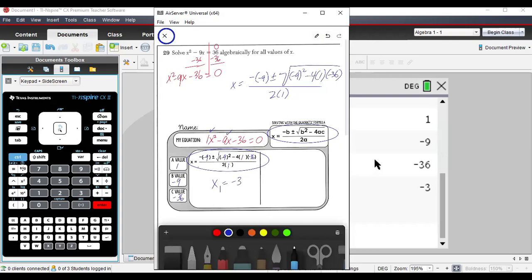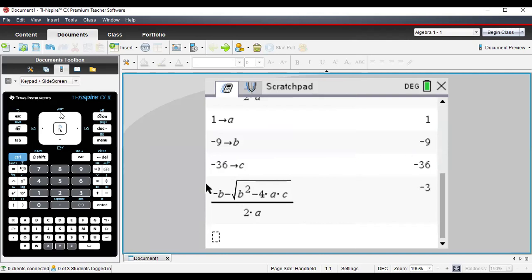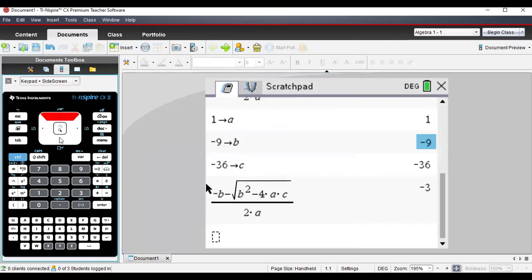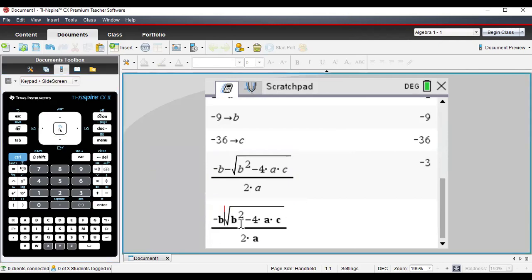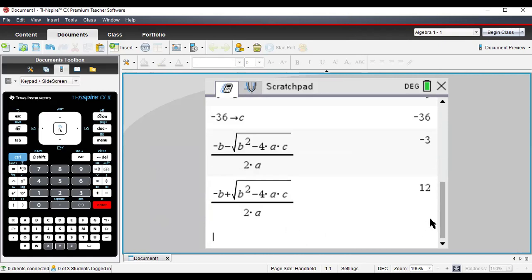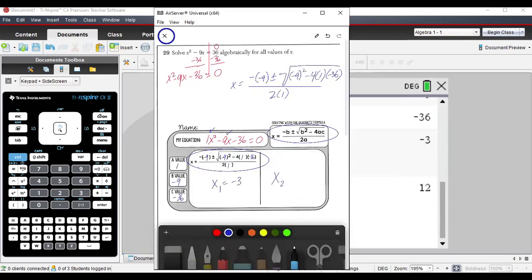And now what I'm going to do is copy this, and I'm just going to make the minus a plus, and then press enter, and that's going to give me the second root or the second solution. So I go to my graphic organizer and I write x2 equals 12. That is our answer for this one. That's how you get 2 points. You're going to be good.